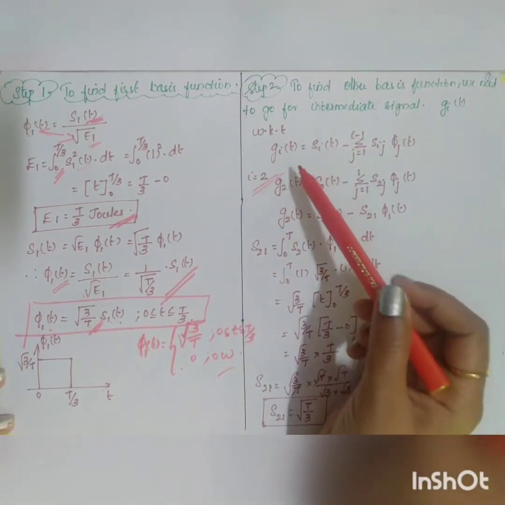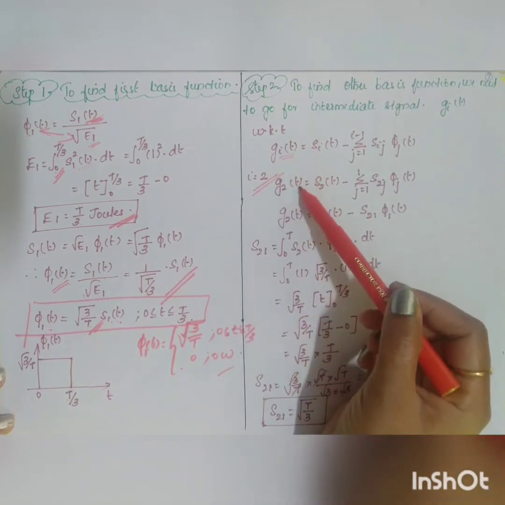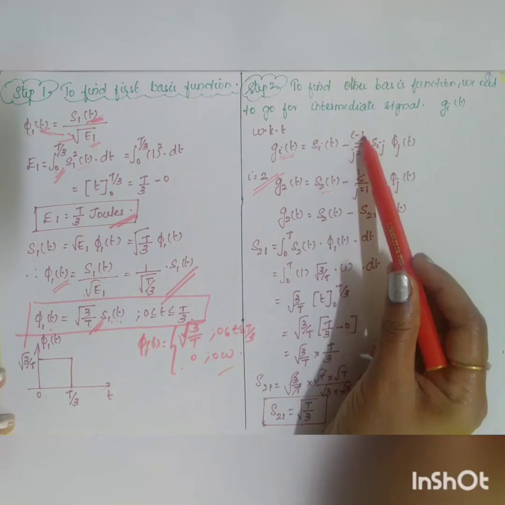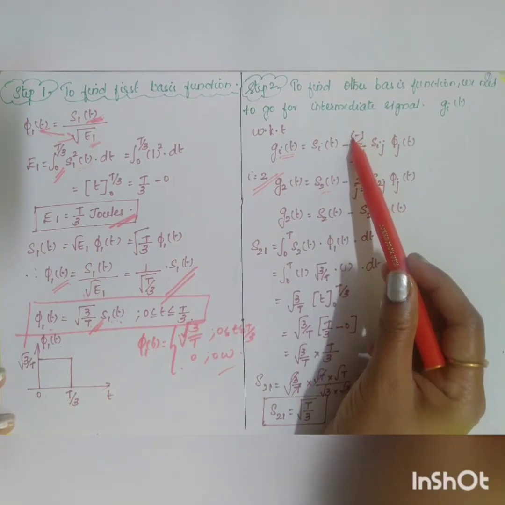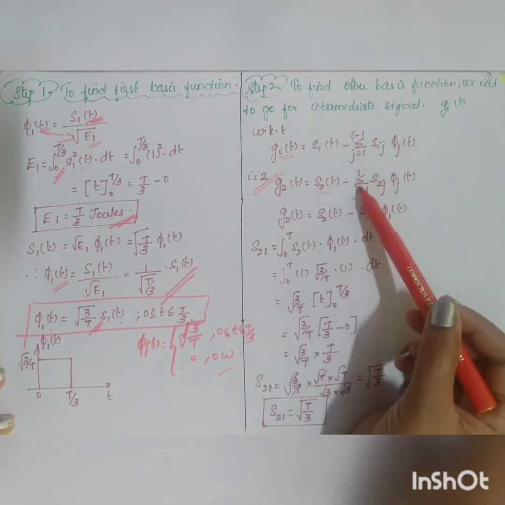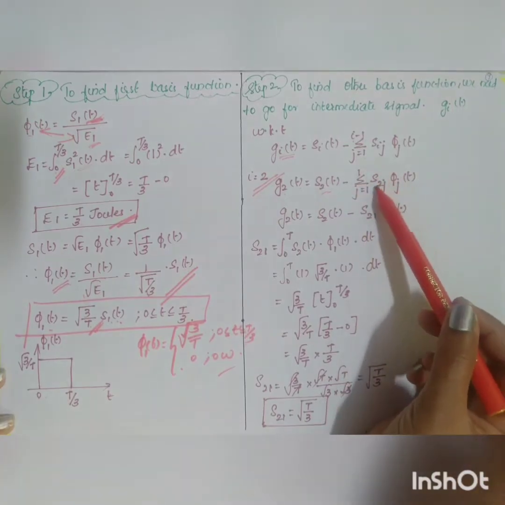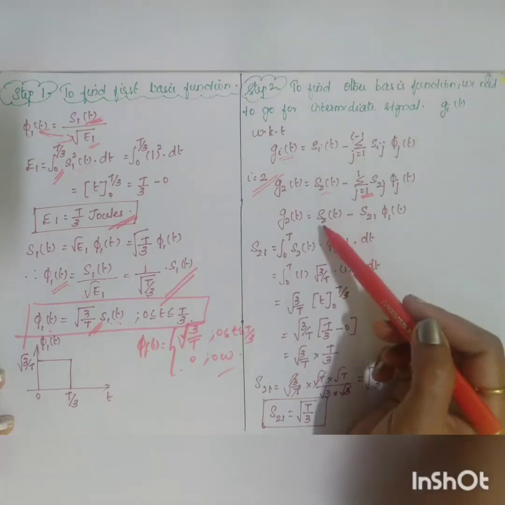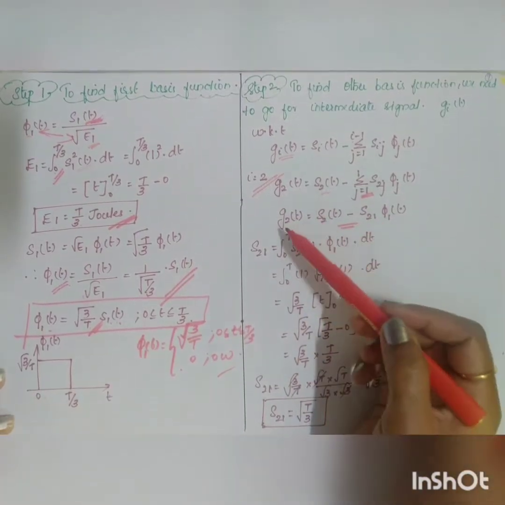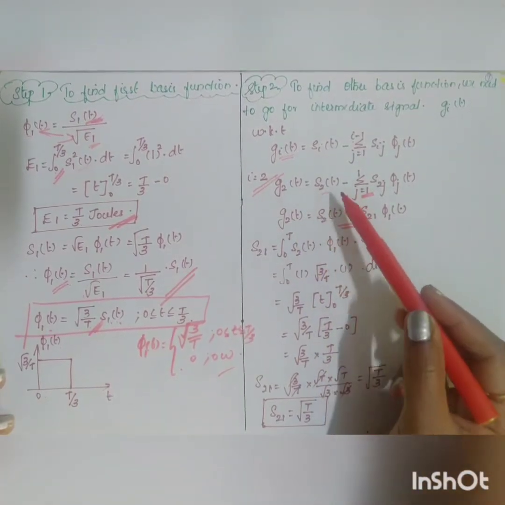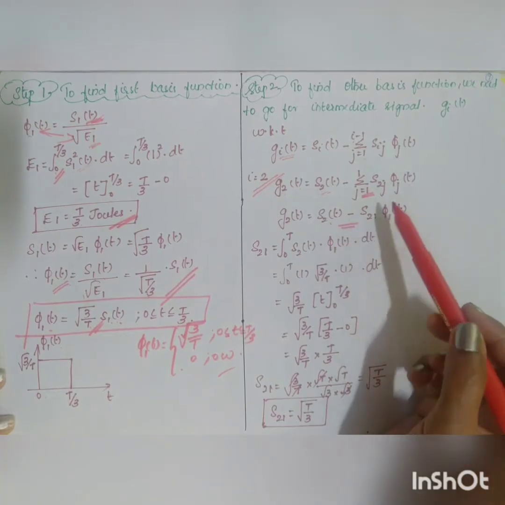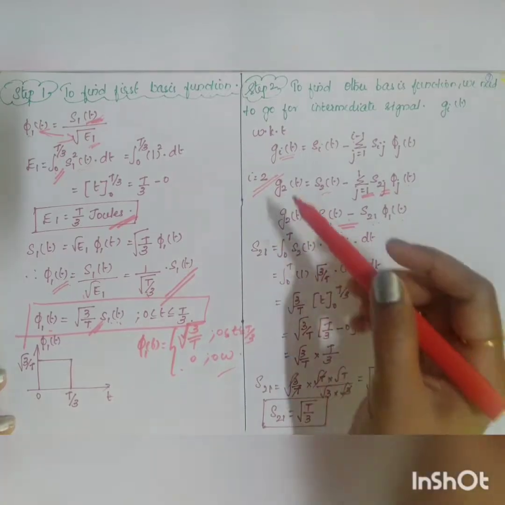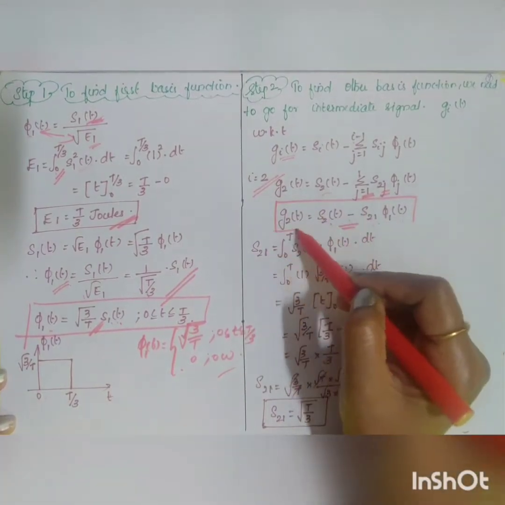So i is equal to 2. What will be your equation now? G2 of t is equal to S2 of t minus summation j is equal to 1 to i minus 1. What is your i? i is equal to 2, right? 2 minus 1 is 1. So j is equal to 1 to 1 S2j into phi j of t. Now j is equal to 1. So you can again modify your signal as G2 of t is equal to S2 of t minus, instead of j you are applying 1, S21 into phi 1 of t. So this is going to be your G2 of t.